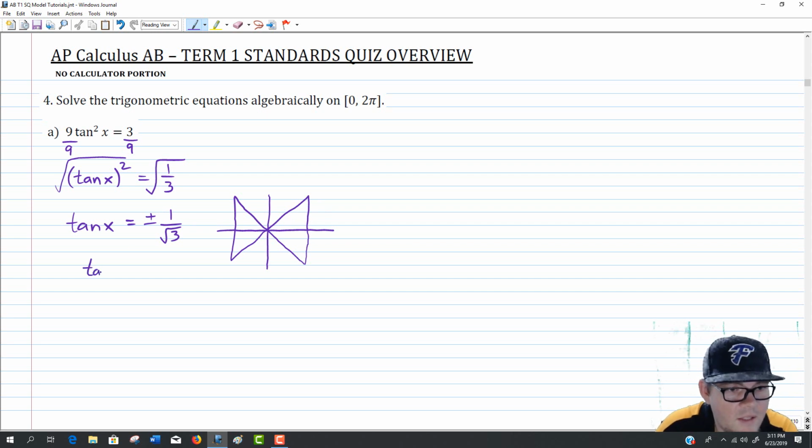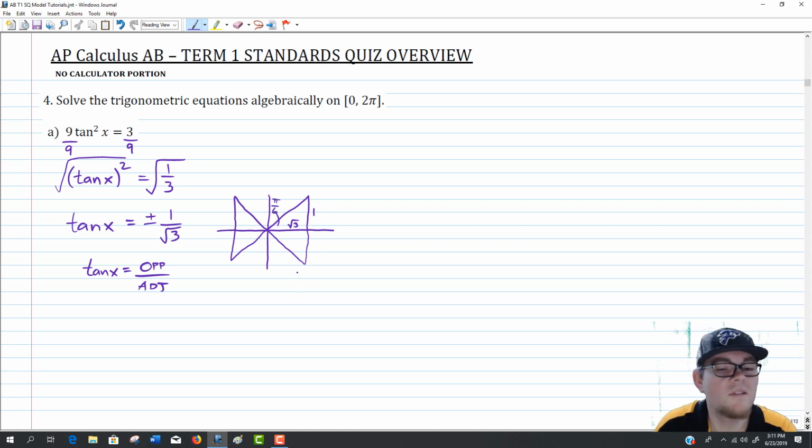Tangent, as we've said many times before, is going to be opposite over adjacent. So that means our opposite will be 1 and our adjacent will be root 3. And looking at this, the reference angle itself, or the angle in quadrant 1, is going to be whatever's opposite the 1, which is going to be a 30-degree reference angle, also known as pi over 6. So basically this is going to give us the 4 angles that have that reference angle of pi over 6.